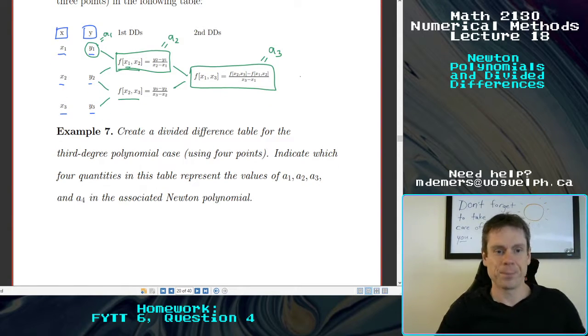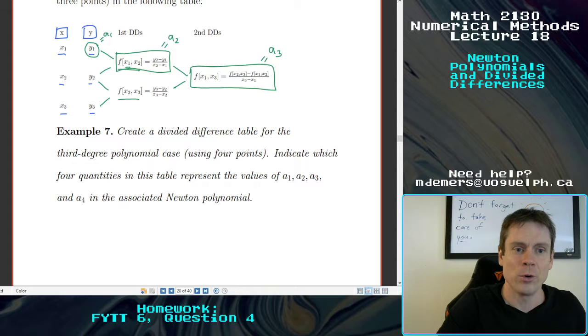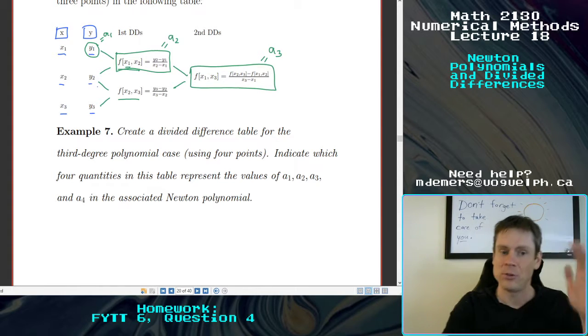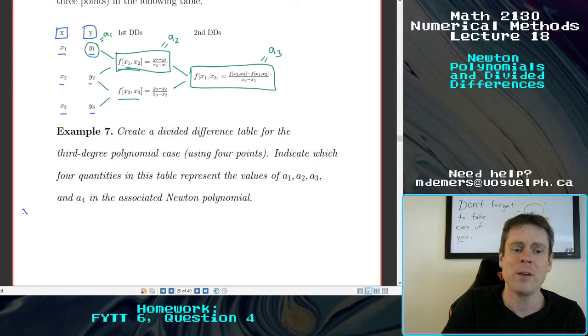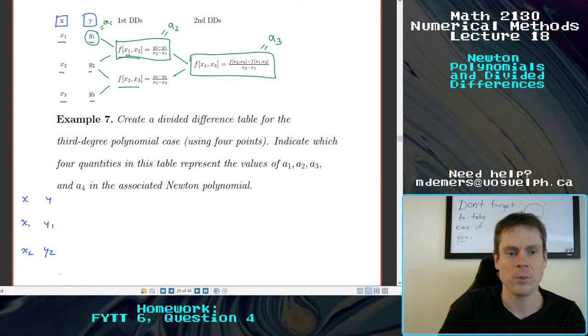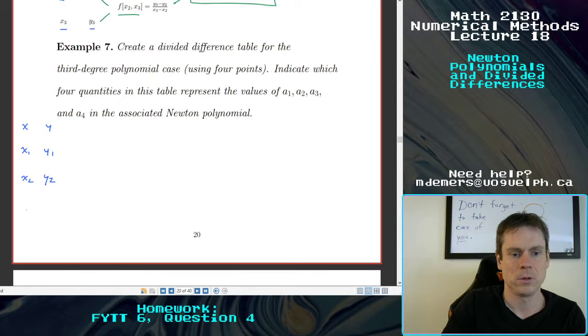But as I said, we're going to create our own one, but for a third degree polynomial case, so using 4 points. So suppose we have 4 points, x and y. So x1, y1. I'm going to give myself some room here, actually, because it's going to be big. x1, y1, x2, y2, x3, y3, and x4, y4.